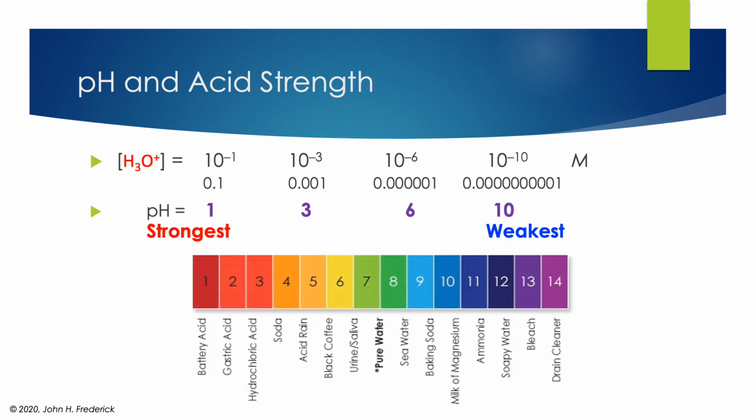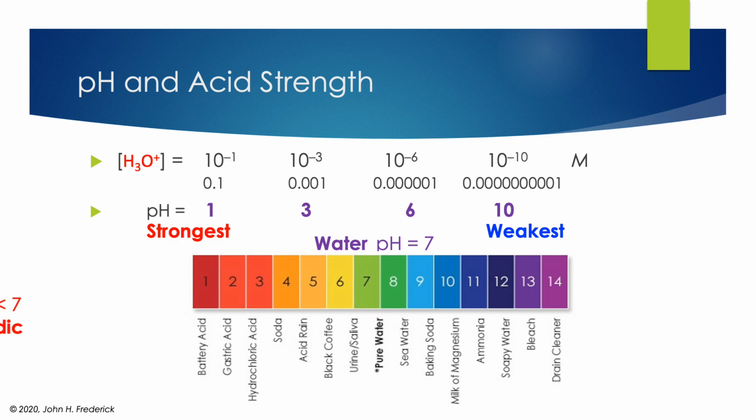Now, to get you acquainted with what this means in terms of real stuff, here's a pH chart that runs from 1 to 14, and it shows you different things that you may have run across in everyday life that have these different pHs. I want to call your attention, though, to the very middle where it says pure water. That's right, pure water has a pH of 7. That's something that we learned on the earlier slide when we said that the concentration of the hydronium ion was 10 to the minus 7. That is a pH of 7.